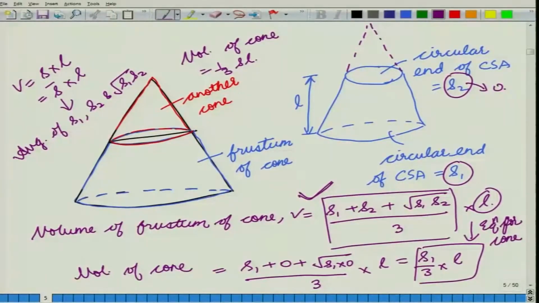So, this is one formula that you need to remember. The volume of a frustum of a cone is given by the average of S1, S2 and the square root of S1 S2 multiplied by the length of the solid.